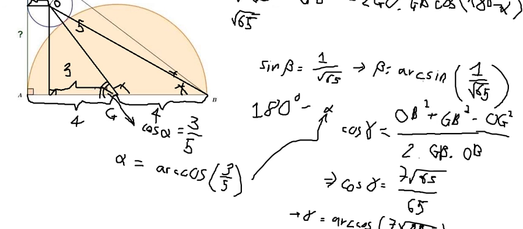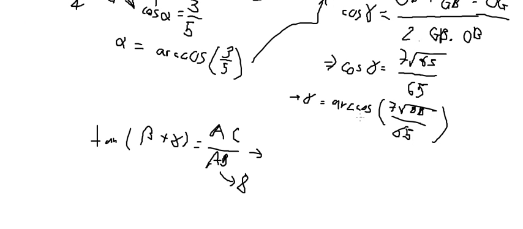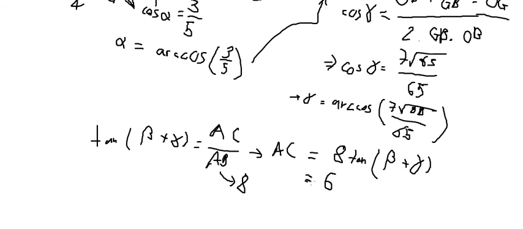Beta is arc sine of 1 over the square root of 65. Gamma is arc cosine of 7 multiplied with the square root of 65 over 65. So we can find AC equal to 8 multiplied with tan of these 2 angles here. And the value here, you get 6. Number 6 is the number we need to find here.